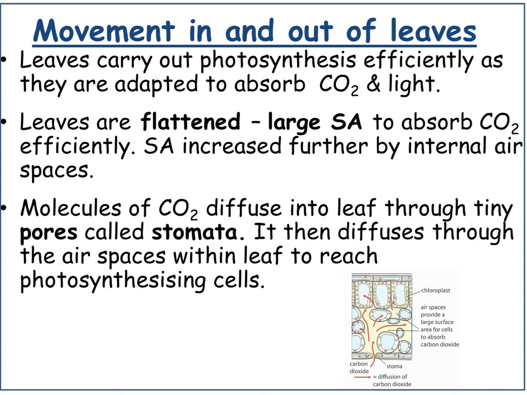Leaves are flattened, so they have a large surface area to absorb carbon dioxide efficiently. Their surface area is increased further by internal air spaces. Molecules of carbon dioxide diffuse into the leaf through tiny pores called stomata. It then diffuses through the air spaces within the leaf to reach photosynthesizing cells.